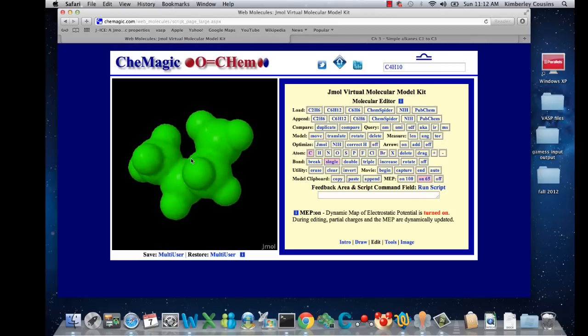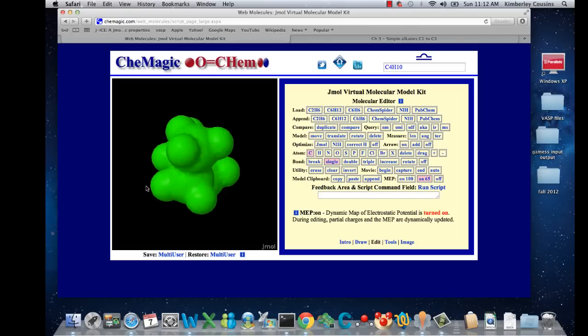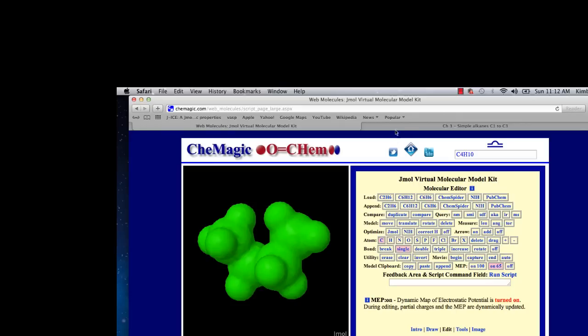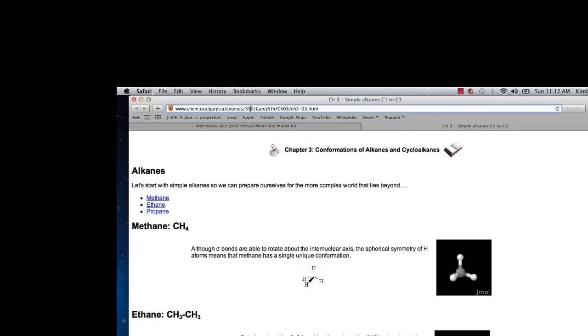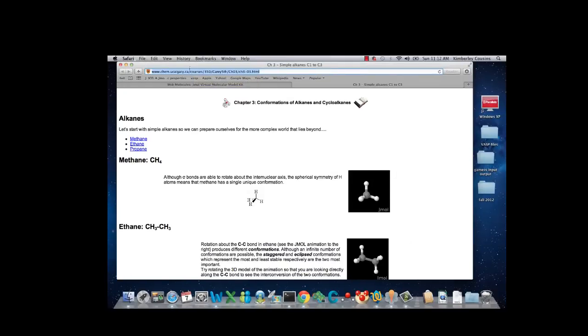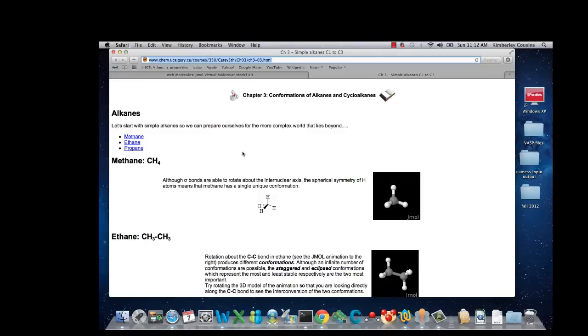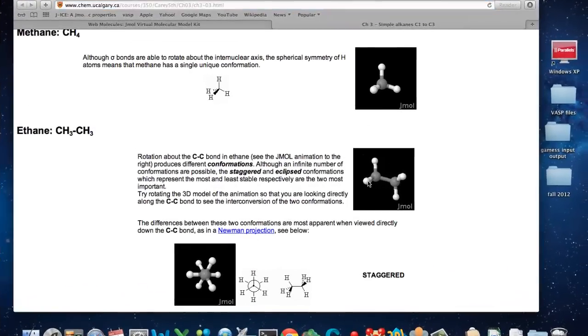It does not allow you to rotate around sigma bonds and end up with eclipsed conformations like you can with a plastic model. There is one other site that I want to point out for conformational analysis, and again, if you bring a laptop or web-enabled tablet to class, one that can run JMOL, you can also see this. This one's from University of Calgary, and I will put this link as well as the other link on our Blackboard site. This particular page has a series of models that you can rotate and move around.